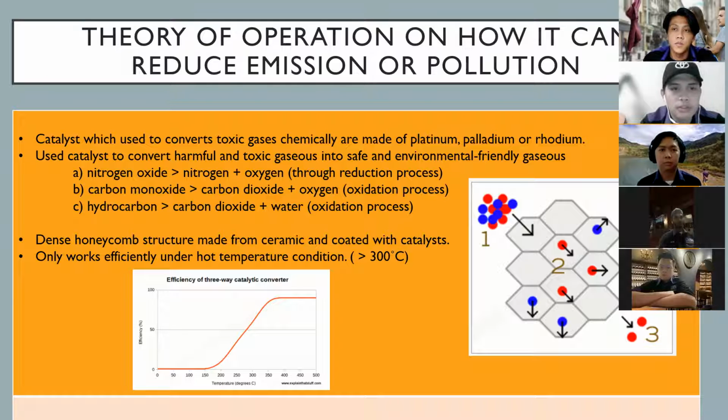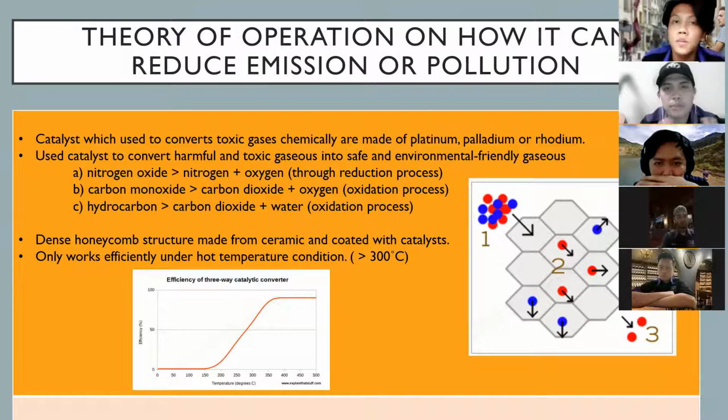Basically, there are two different catalysts in a catalytic converter. One of them is used to tackle nitrogen oxide pollution, which is very harmful, using a process called reduction. It breaks the nitrogen oxide into nitrogen and oxygen, which are more harmless compared to the nitrogen oxide itself.